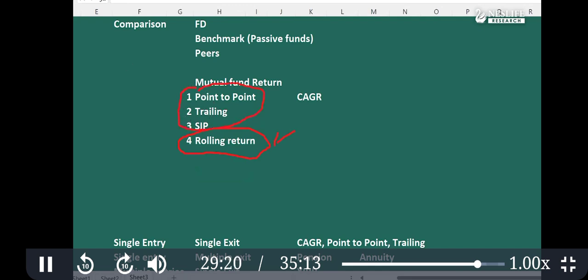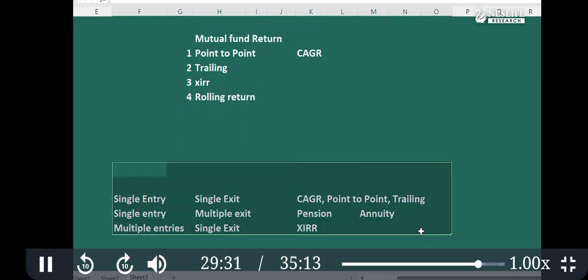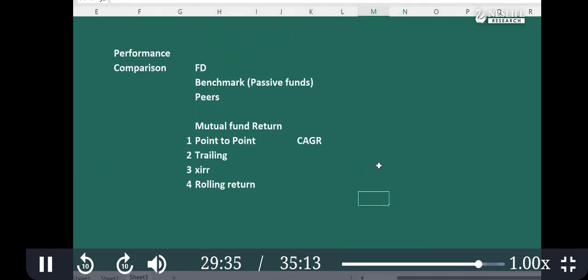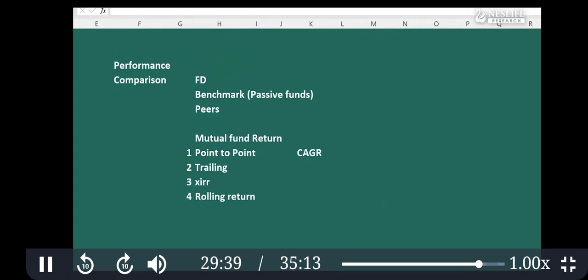This SIP return is XIRR. So read about XIRR a little further, because if I start explaining, it will get complicated. As I mentioned, at the beginning it might sound complicated, but this is once in a lifetime learning. Once you learn, this knowledge will be with you forever, and this is a must. It is only a matter of time.